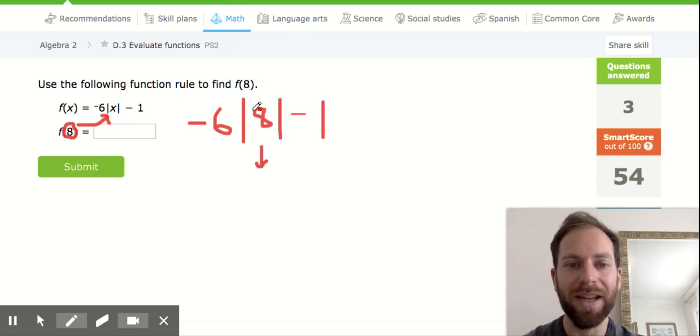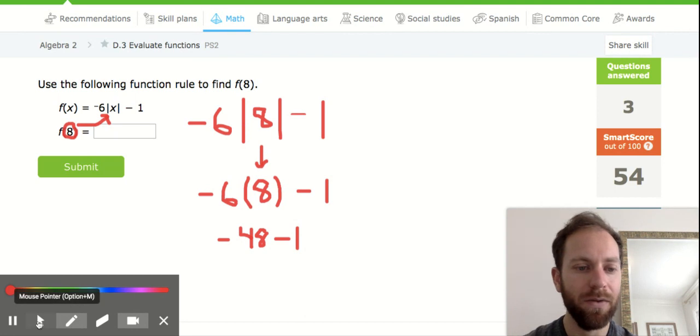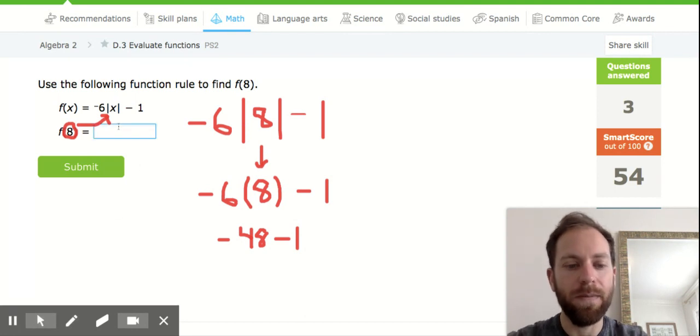If this was negative 8, it would also become a positive 8 because a negative 8 is 8 steps away from 0. So think of this as just being 8. So negative 6, and when it's next to the 8, that means we're multiplying, minus 1. Well, a negative times a positive is negative 48. Negative 48, and then take away one more, you're going to be even more negative at negative 49.